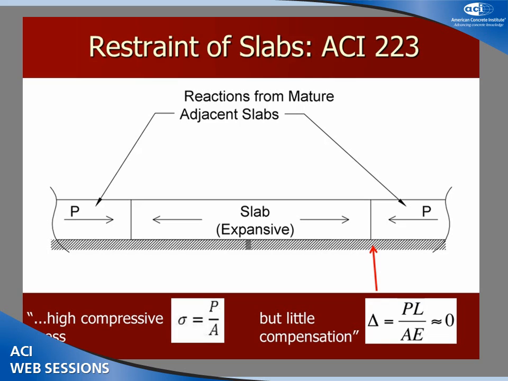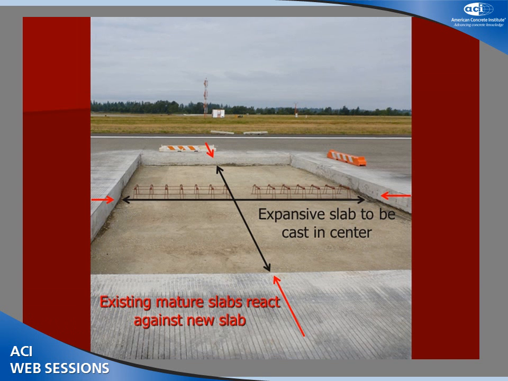And about this situation, shown at bottom, ACI 223 specification says sigma equals P over A. Compressive stress will result, but any compensation or displacement due to mechanical and material effects will be approximately zero in this situation of constraint. So this is shown on the photograph. Red arrows indicate reaction forces. Black arrows indicate the action of the expansive slab.